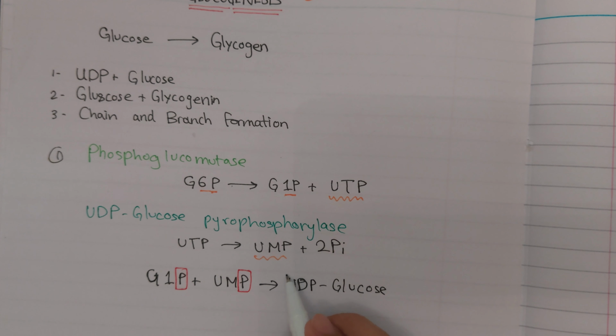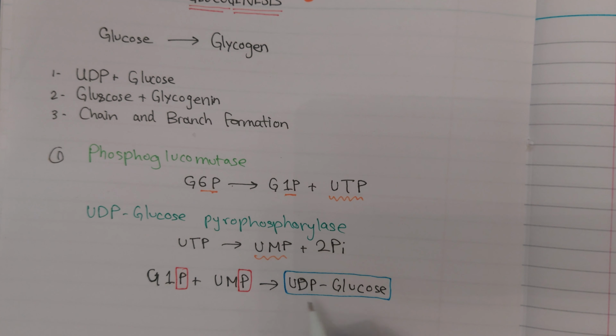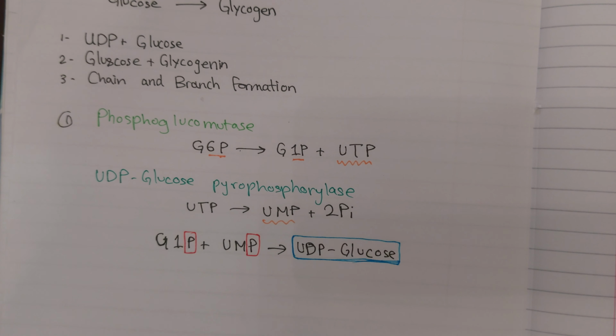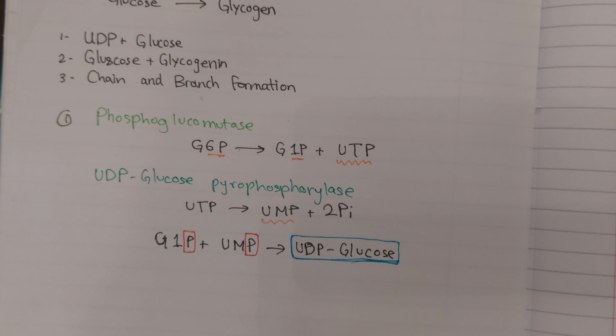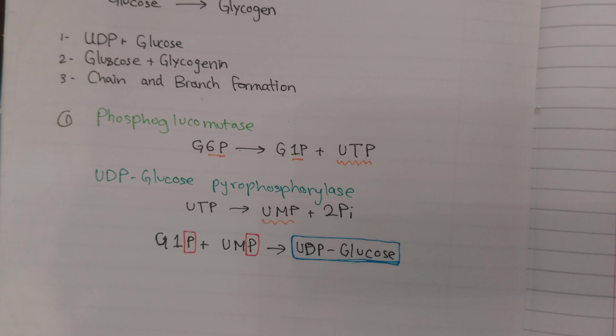So essentially, this reaction keeps happening again and again until there is enough UDP glucose to form glycogen, because glycogen is a polymerized form of glucose, and we would need a lot of glucose to form that, and then the glycogenesis starts.